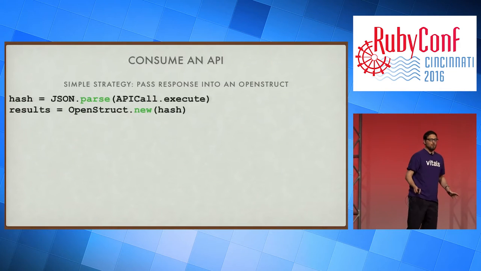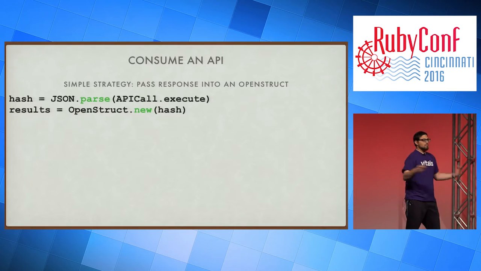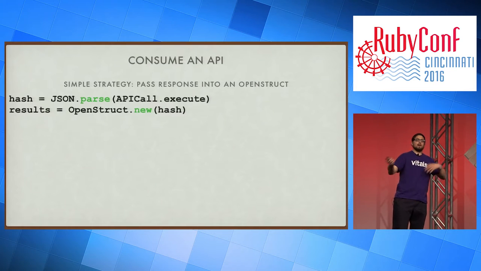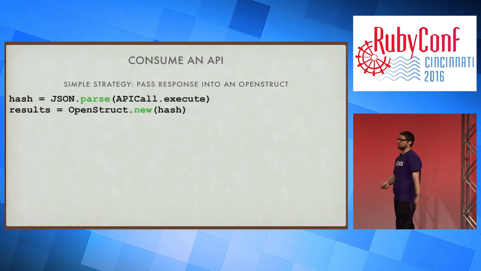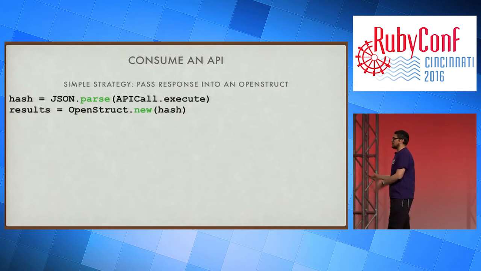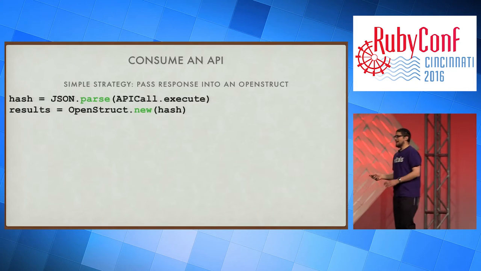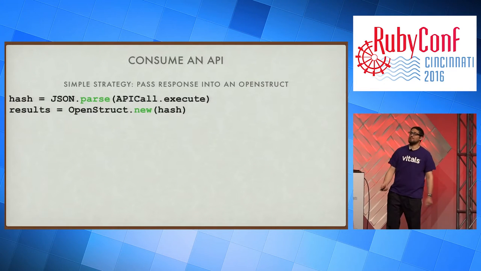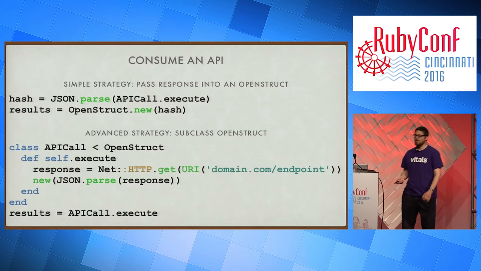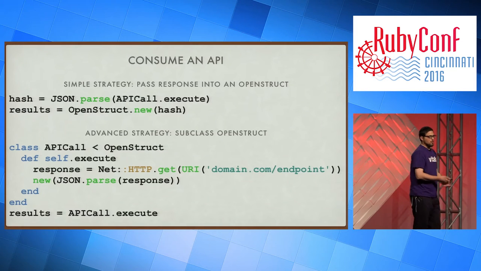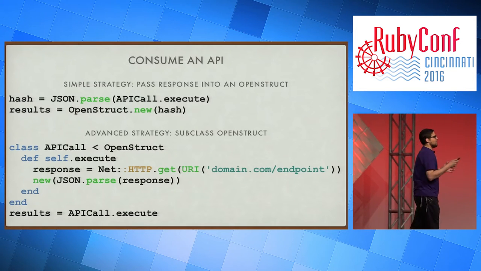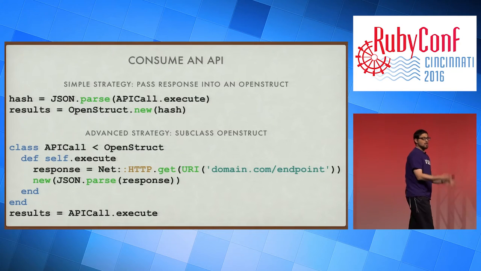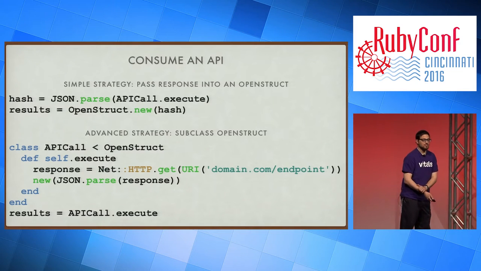The sort of more straightforward way that you might do this is you make a call to an API, you get some JSON back, parse out that JSON into a Ruby hash, and then you pass that hash into an OpenStruct. A more complex pattern that you might follow, and we certainly do this a lot in our apps, is you actually subclass OpenStruct and then create a new instance of your subclass with that hash.